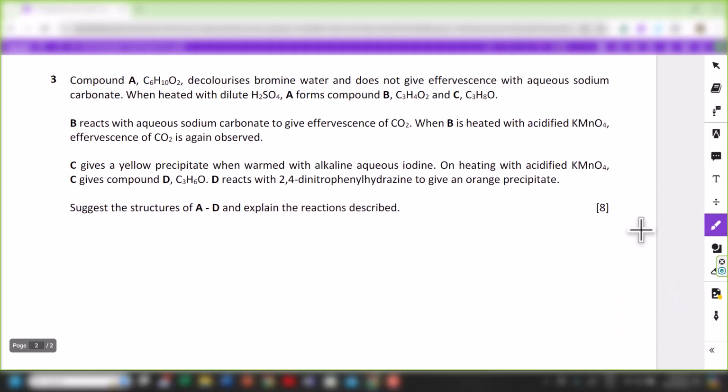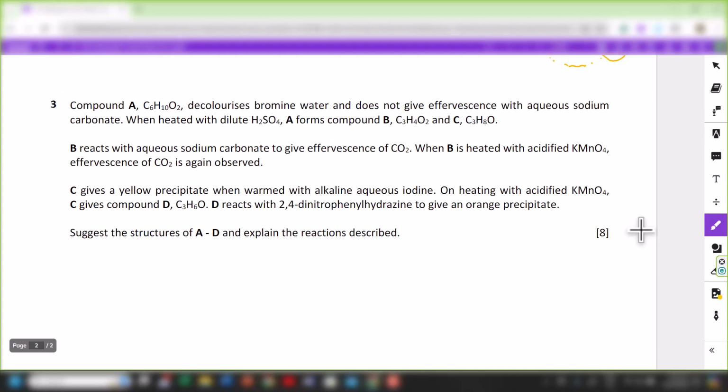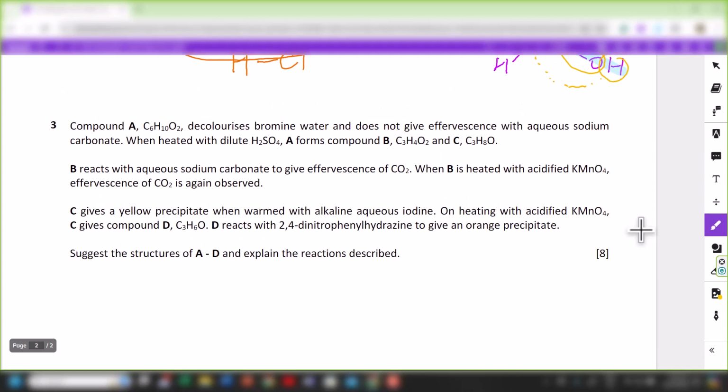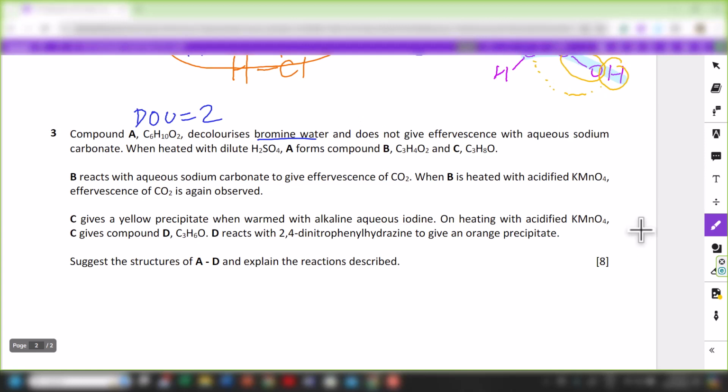For question 3, we have compound A, again C6H10O2. A quick calculation of the degree of unsaturation will reveal 2. So 2n plus 2 minus 10 divided by 2, so 2 degrees of unsaturation. It decolorizes bromine water. So again, we can conclude that a CC must be present. Some form of electrophilic addition is taking place.